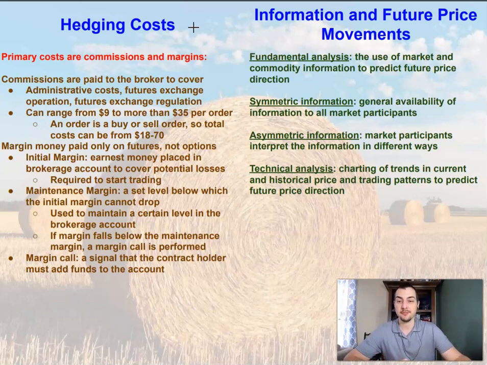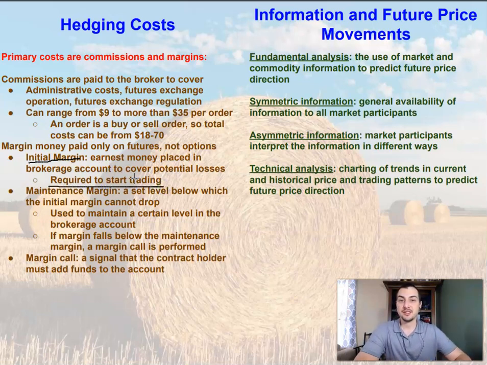So there is also another cost associated with hedging other than just what you can make or lose in the futures market. The next component is these margins. So this margin money is paid only in the futures, not options. With options, you have the premiums, but whenever you're dealing with a futures contract, you're paying margins. So the initial margin. The initial margin is the earnest money that is placed in the brokerage account to cover potential losses, and that is required to start trading.